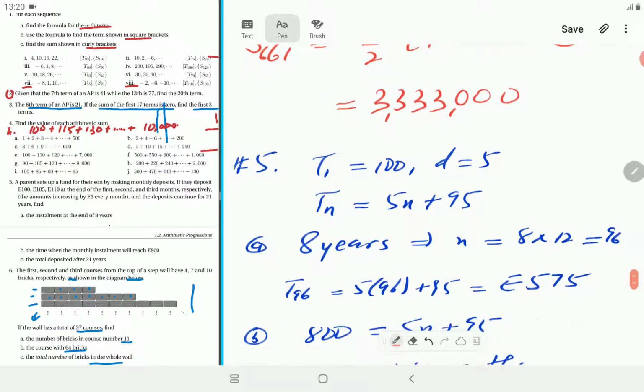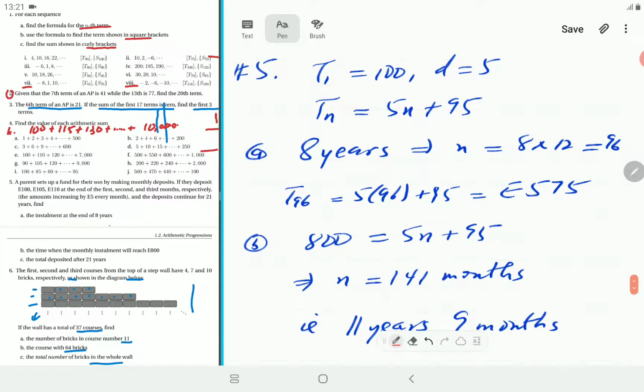For number 5, the sequence of the deposits is an AP with difference 5, from 100 to 105, 110. T1 is 100, so the formula for the nth term is 5n plus 95. After 8 years, we're going to have 96 months. So that term is going to be T96, which is 575. So that's going to be the deposit at the end of 8 years.